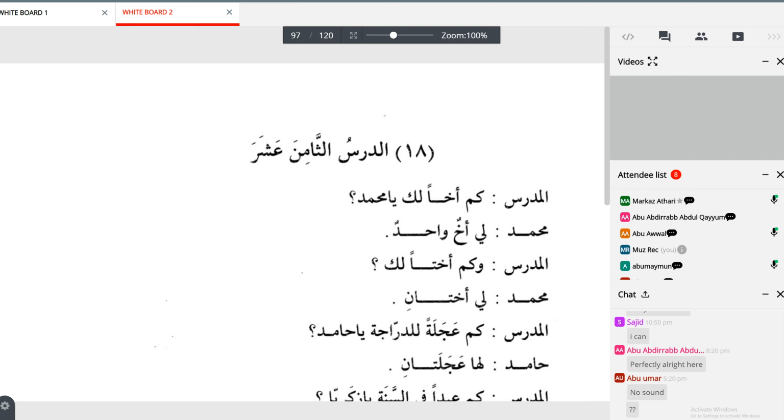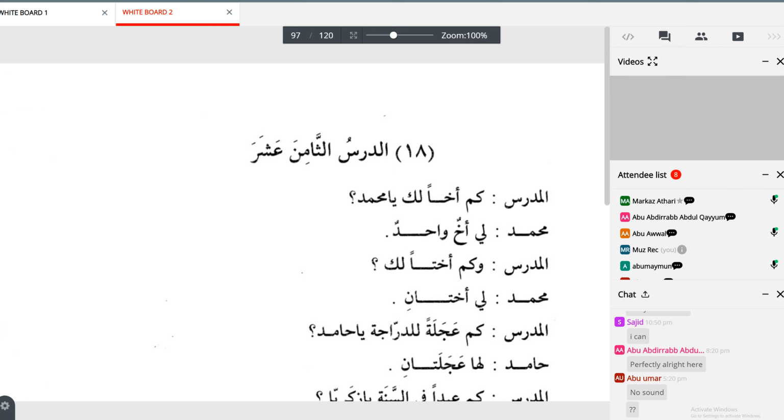It's in the singular form, and it takes two fathas at the end of it. Good. So for example, أخٌ, brother. كم أخًا لك يا محمد؟ How many brothers do you have, O Muhammad?